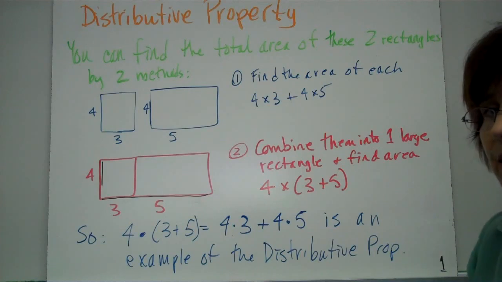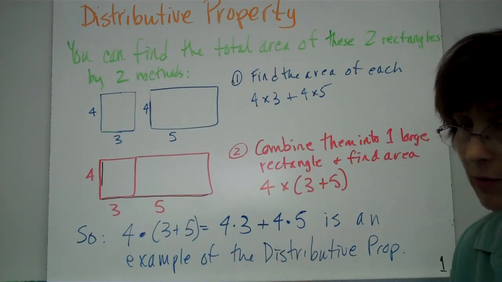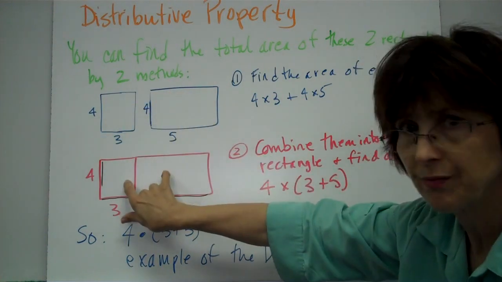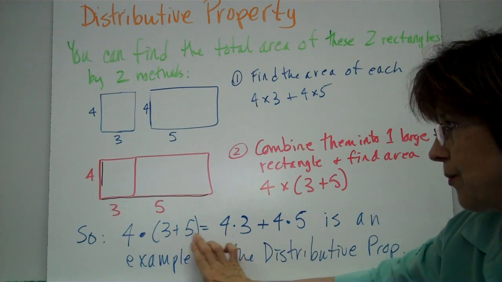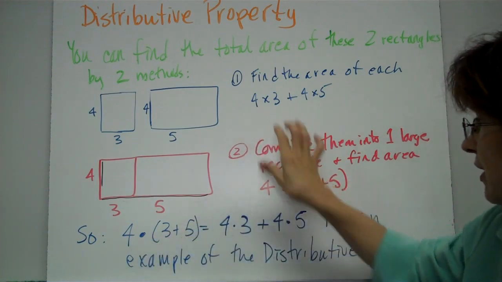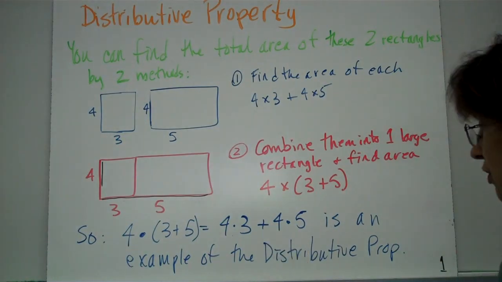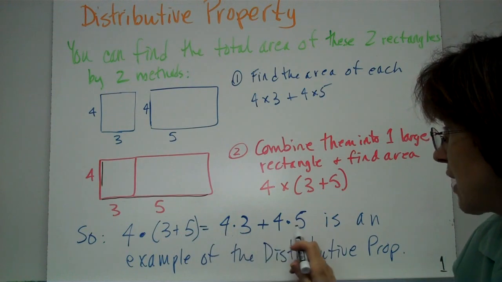This would be an example of the distributive property, because the areas would both have to be the same number, since they're both just the exact same thing: this rectangle plus that rectangle. So they have to be equal. The way we expressed it here has to equal the way we expressed it here, and that's an example of the distributive property. We did 4 times the 3 plus 4 times the 5.